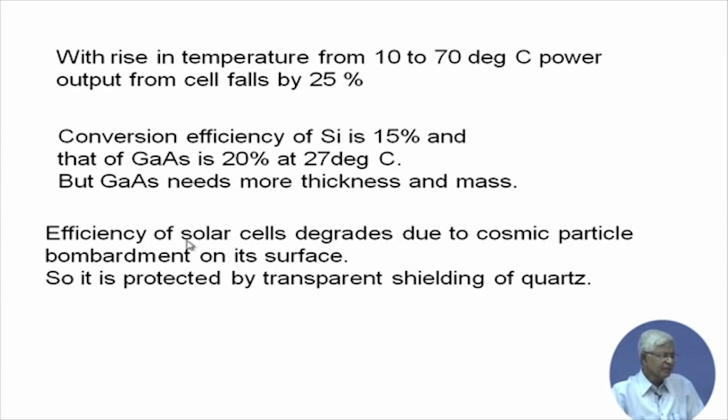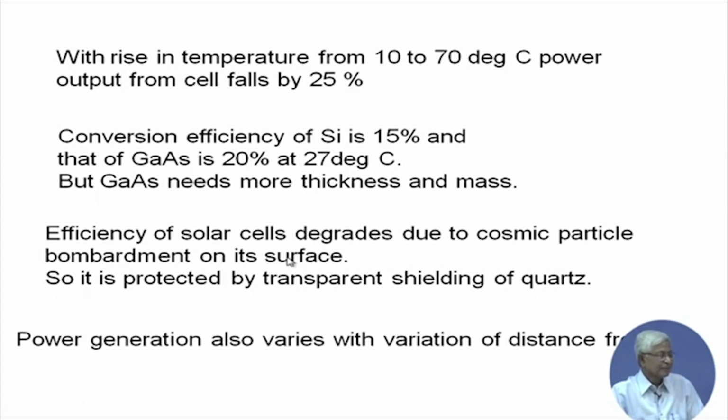And one more thing happens: cosmic particles continuously bombard the solar cell surface in addition to the solar radiation. So solar cell efficiency reduces, and many times it is protected by a quartz shielding. So, it does not get damaged very quickly, but over its life its efficiency decreases. Then, as we mentioned, power generation also varies with the variation of the distance from the sun.